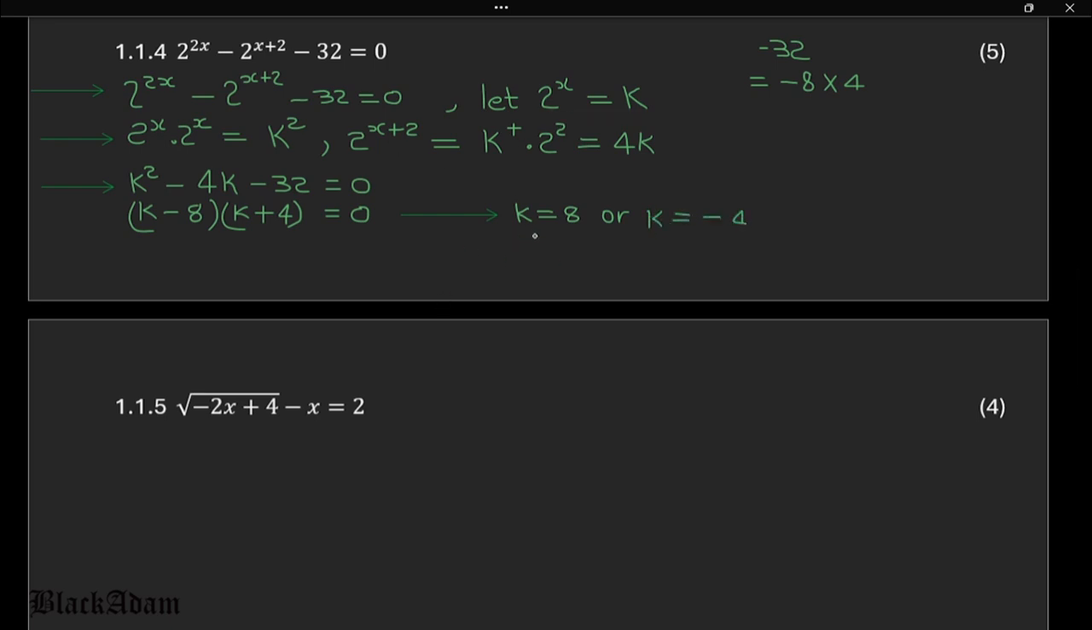So letting k equal 2 to the power x, 2 to the power x is equal to 2 to the power 3, because 2 to the power 3 gives us 8, or 2 to the power x is equal to negative 4. And then solving for x there, we need to use log. So x is going to be log of negative 4 over log 2, which is invalid. So we don't have a negative log.